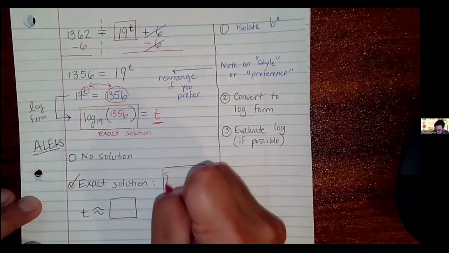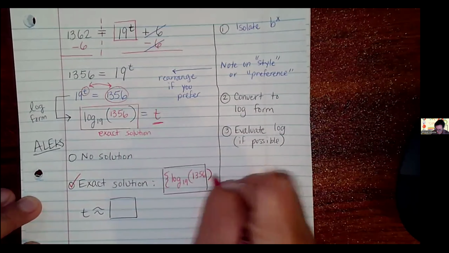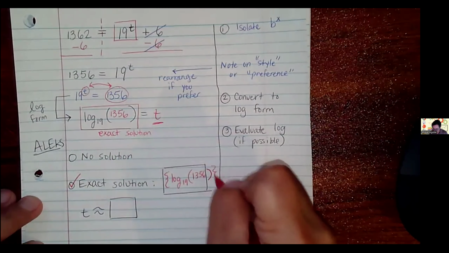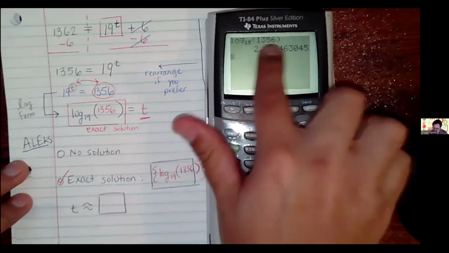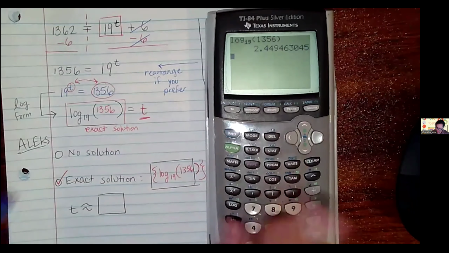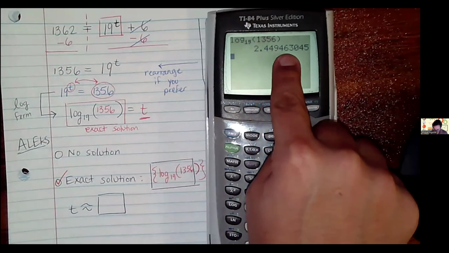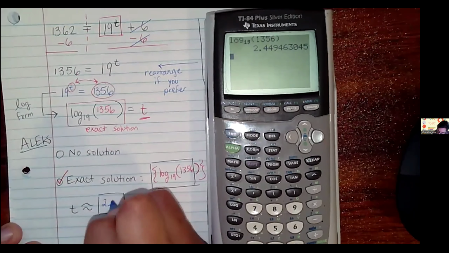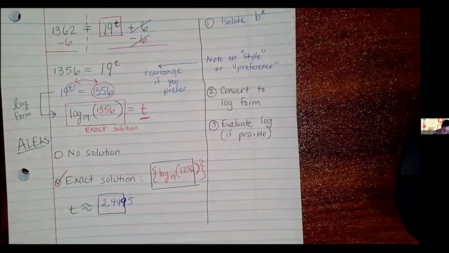And it is just log base 19 of 1356, close the parentheses there, and then close the brackets. I didn't give myself enough space. That was my bad. Hopefully you guys understand that. Then I'm going to go back to what I put in my calculator, log base 19 of this large number, and I'm going to round this off to 4 decimal places. So it's going to be 2.4495. Again, I apologize for not making these boxes bigger. I'll do better next time, I promise.